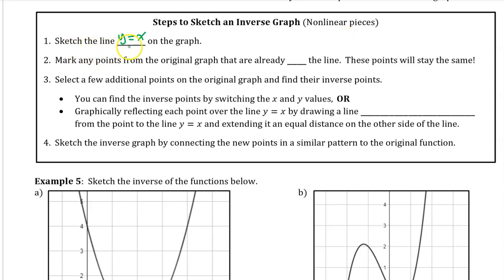Step 1 is to sketch the line y equals x on the graph. Step 2 is to mark any points on the original graph that are already on the line. These points will stay the same. Step 3 is to select a few additional points on the original graph and find their inverse points. You can find the inverse points by switching the x and y values, or graphically reflecting each point over the line y equals x by drawing a perpendicular from the point to the line y equals x and extending it an equal distance on the other side of the line. Step 4 is to sketch the inverse graph by connecting the new points in a similar pattern to the original function.